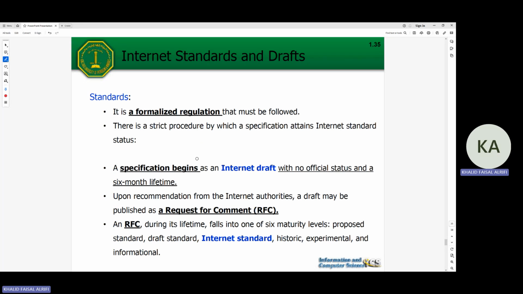Internet standards and drafts. A standard is a formalized regulation that must be followed. There is a strict procedure by which a specification attains Internet standard status. A specification begins as an Internet draft with no official status and a 6-month lifetime. Upon recommendation from Internet authorities, a draft might be published as a Request for Comment. A Request for Comment during its life falls into one of the maturity levels: proposed standard, draft standard, Internet standard, historic, experimental, and informational.